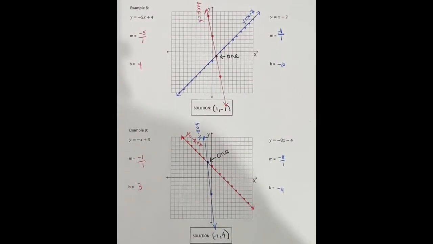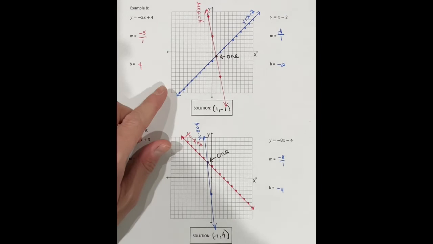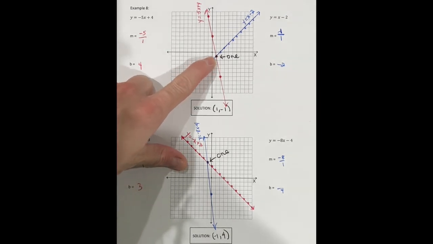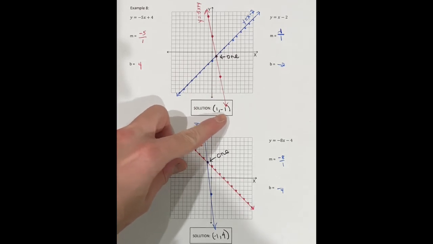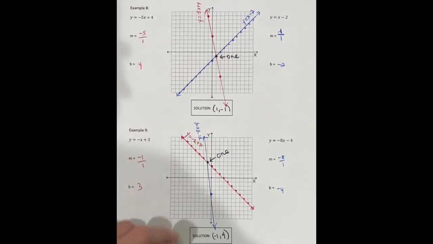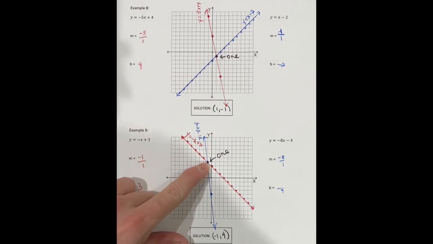So if you look at example 8, when you graph these, once again, they intersect one time, so you get one solution. And your solution there is a nice point at 1, negative 1. Then example 9, you graph them. They intersect one time. That point there where they intersect is a nice point, and that's your solution at negative 1, 4.